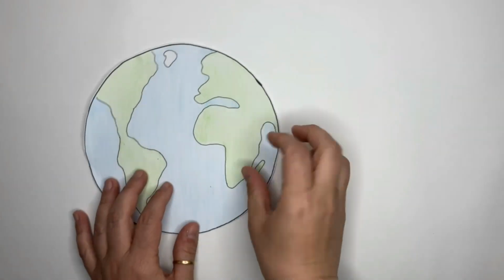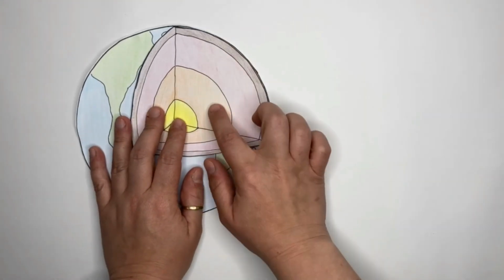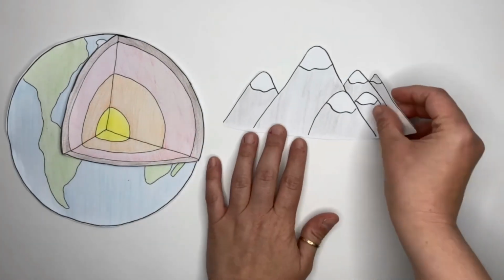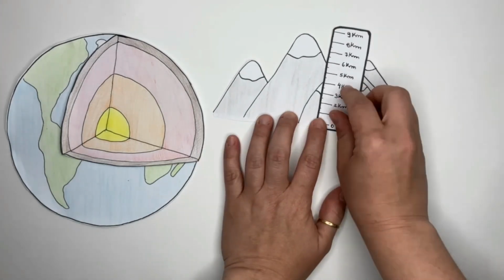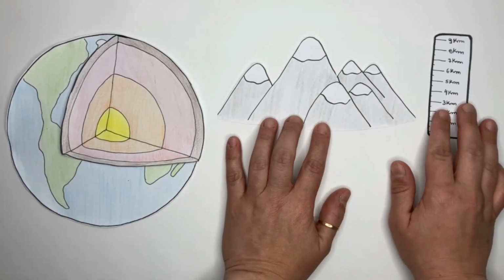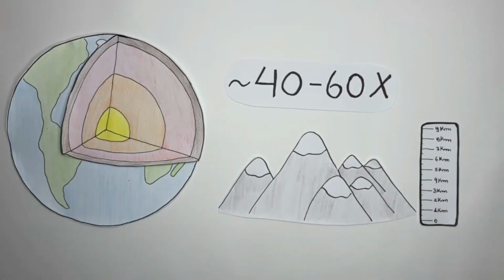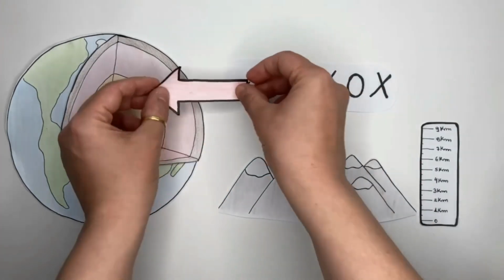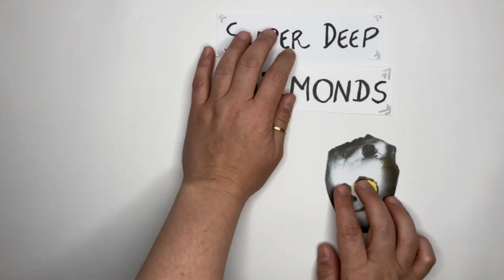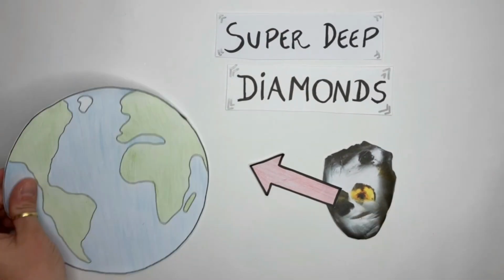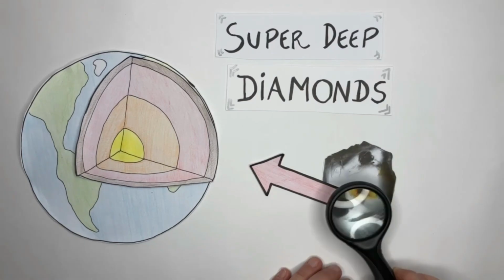and lower mantle. To put it in perspective, if we think about the tallest mountain on Earth, Mount Everest, with a height of around 9 kilometers, the region where super deep diamonds form is equivalent to about 40 to 60 Mount Everests stuck together deep within the Earth. Super deep diamonds are the only natural samples that allow scientists to investigate such deep parts of our planet.